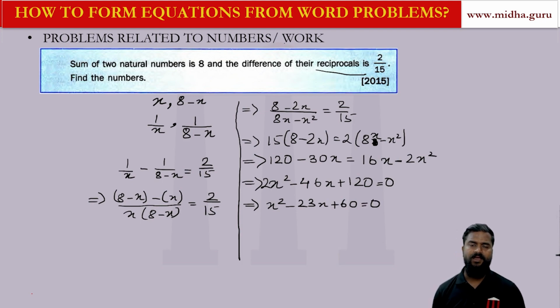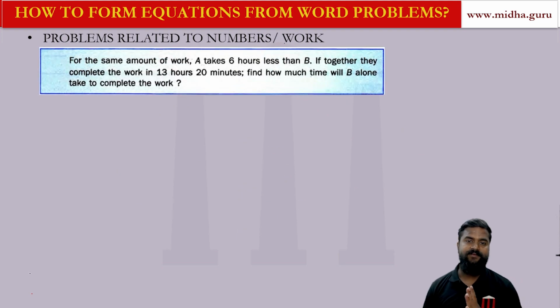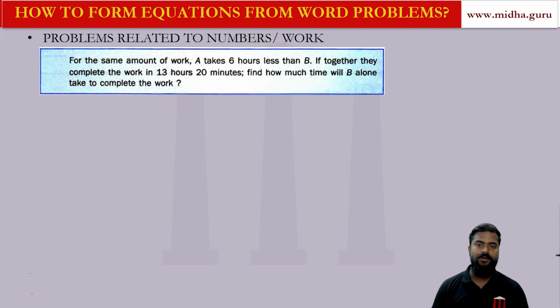So this is how we can form equations from word problems that are based on number theory, that is numbers related to each other. Now let us try and see an example of a word problem that is based on work and time. So now we have an example of problems related to work and time. In such problems, for example, let's read the problem on the board.